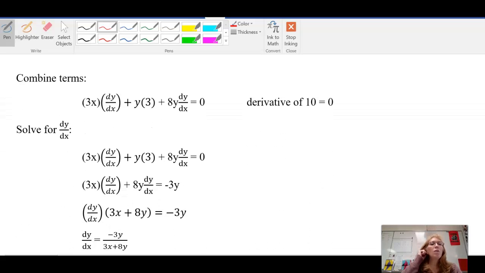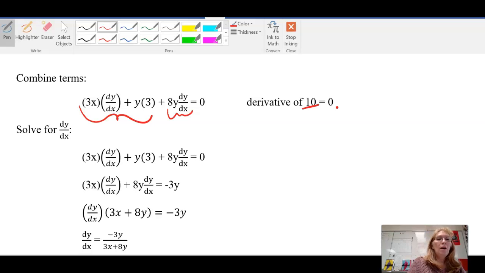So now we put this all together. We had the derivative of the first. Remember, we had to use our product rule. And plus the derivative of the second, set equal to 0, because the derivative of 10 is 0. The derivative of a number is always 0. Now we have to solve for dy/dx. This is the goal. We have to get it apart.